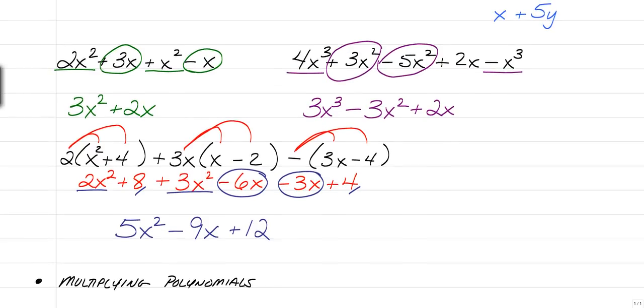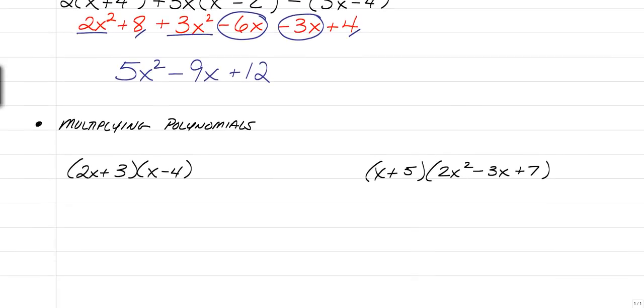Last topic for this video, multiplying polynomials. Now you guys might have learned this as foiling. But we tend to get away from the term foiling because foiling stood for first, outer, inner, last. But this guy's got a middle. So the FOIL only works when you're doing a binomial and a binomial, or 2 terms times 2 terms. It does not work when you get to 2 times 3 or 3 times 3. So we just call it multiplying polynomials.